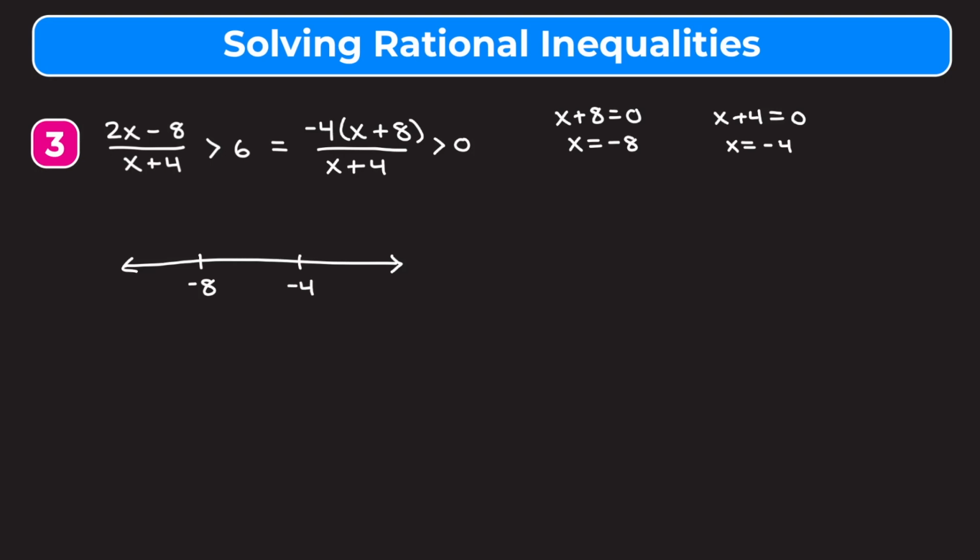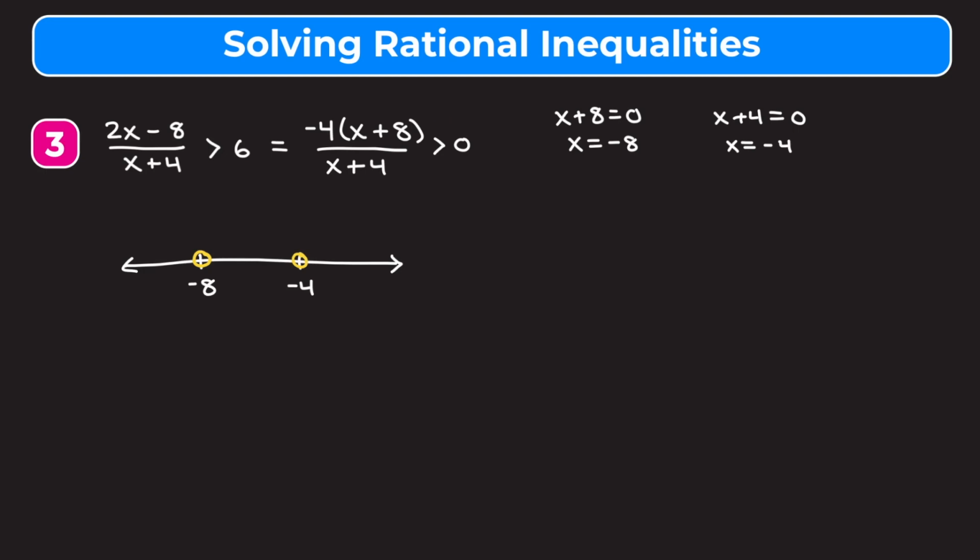And we first want to determine if negative 8 and negative 4 are part of our solutions. So we have that our entire left side of our inequality has to be greater than 0, so it cannot equal 0. We know that if we plug in negative 8, it's going to make this factor up top equal to 0, so it'll make our whole fraction 0. Since we need it to be greater than 0, negative 8 is not a solution. We know if we plug in negative 4 into our denominator, it's going to make the denominator 0, which will make our entire fraction undefined. So negative 4 is also not a solution, so we're going to put open circles there.